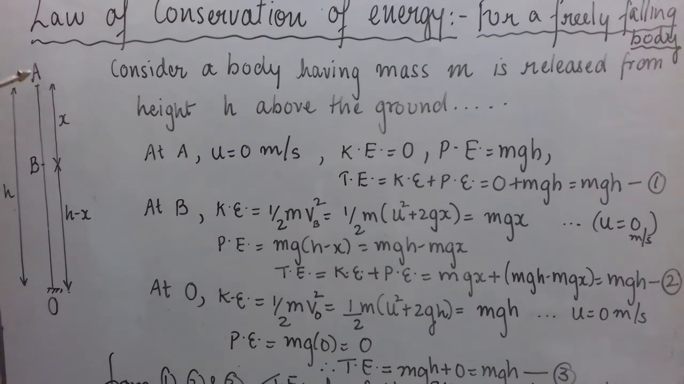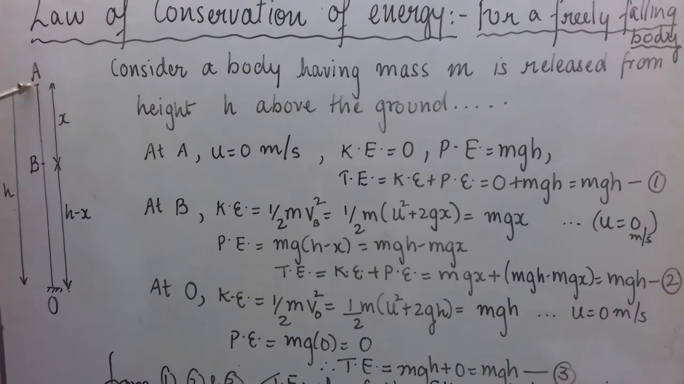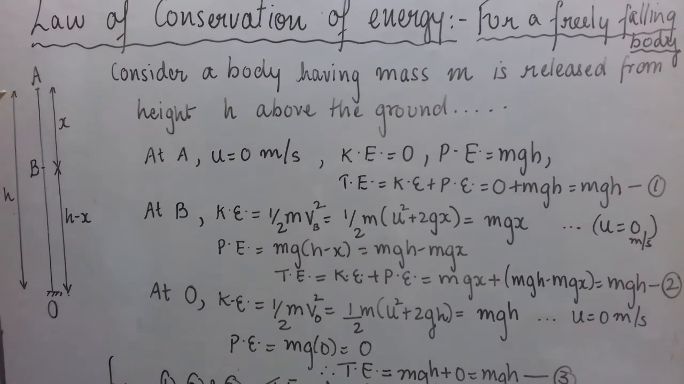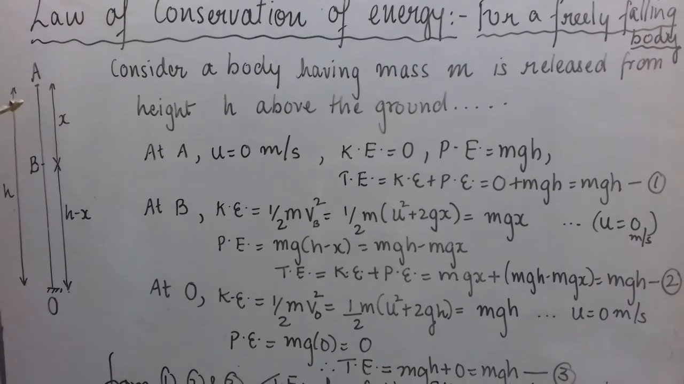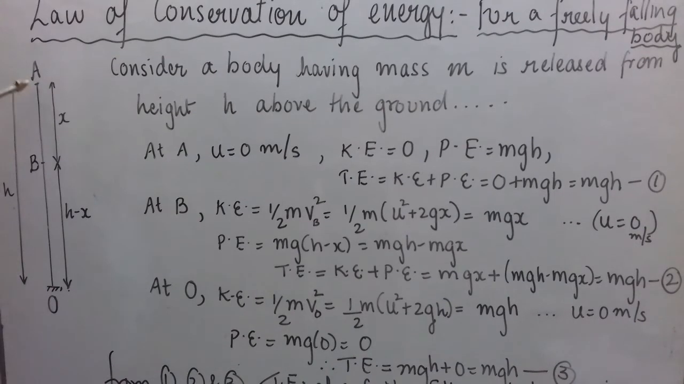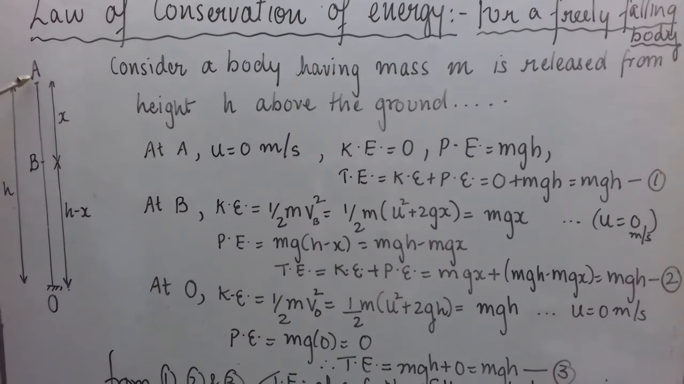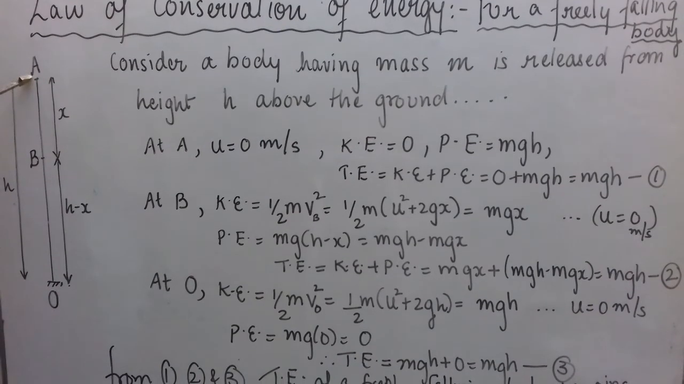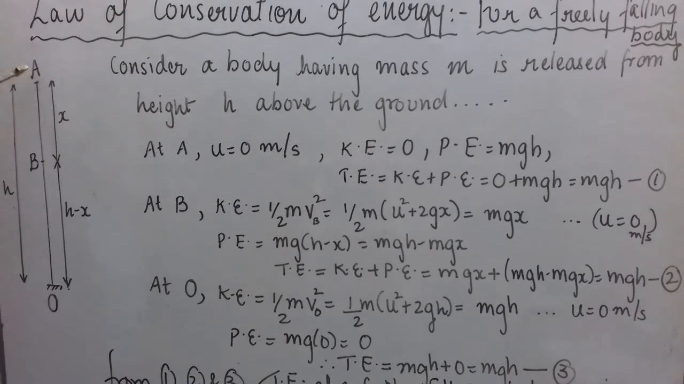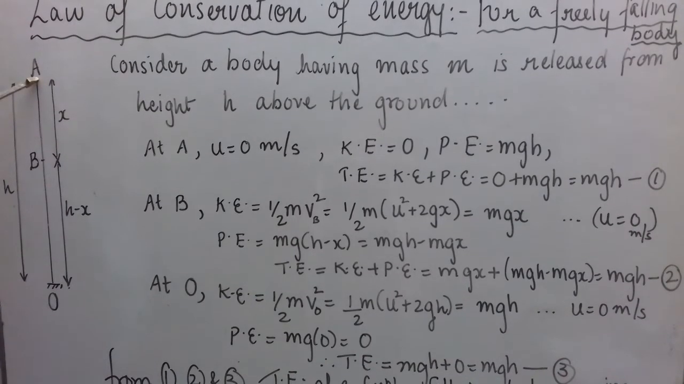We know that when a body is dropped from a certain height, it is a case of a freely falling body. Remember, we are ignoring air resistance here. So in the case of a freely falling body, what will happen? The body will fall vertically downwards due to gravity. Here, at this point, when it is dropped, its initial velocity u will be 0 meters per second.